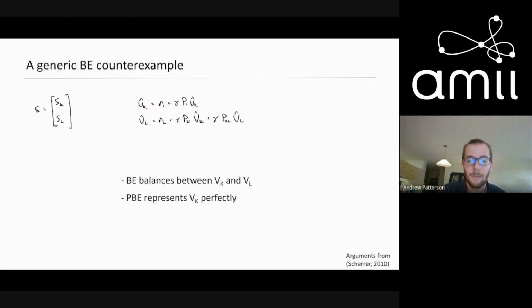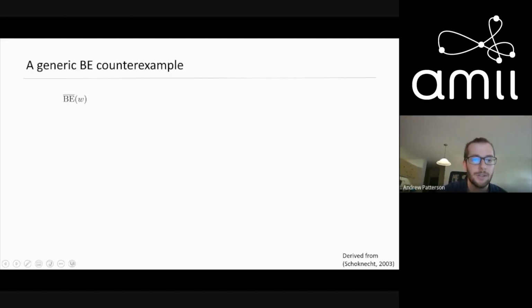This brings up a question. Maybe these things both have the same amount of error, and it's just a question of balance. How are these two things balancing that error? That's what the rest of the talk is going to be about.